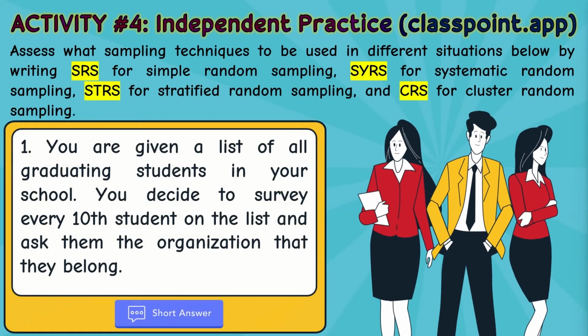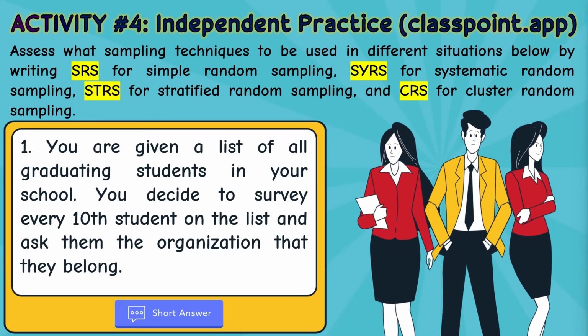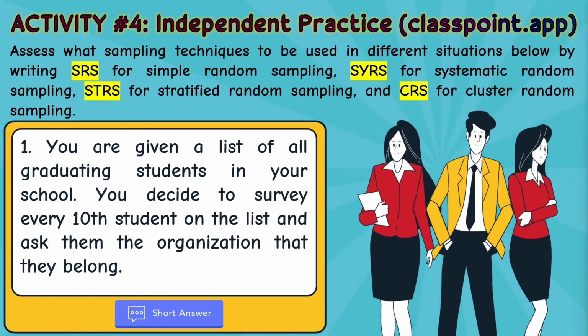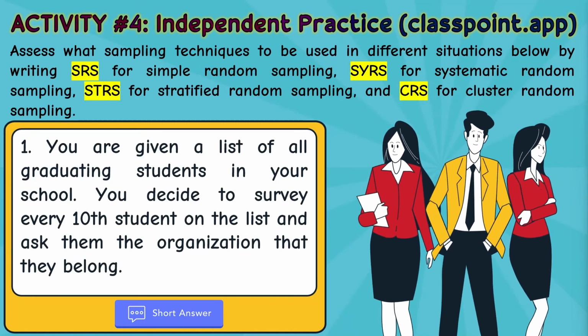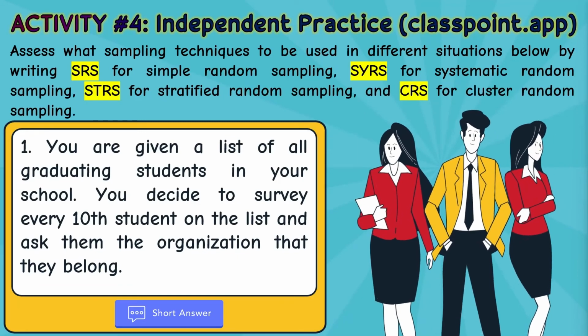Okay, so let's do activity number 4, independent practice. Assess what sampling techniques are to be used in the different situations below by writing SRS for simple random sampling, SYRS for systematic random sampling, STRS for stratified random sampling, and CRS for cluster random sampling.